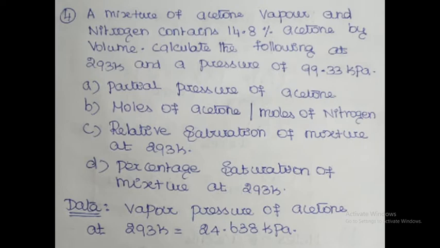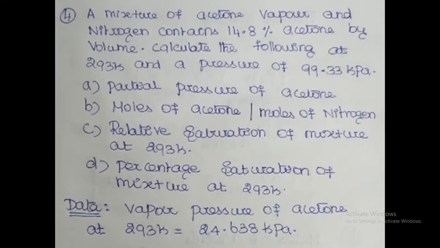Okay, so first, read the problem carefully and identify the system. Which one is a vapor? Which one is a gas? Here acetone is a vapor, nitrogen is a gas. So that's why our system is the acetone-nitrogen system. Acetone is component A, nitrogen is component B. Are you clear or not? Okay, so here data are given.